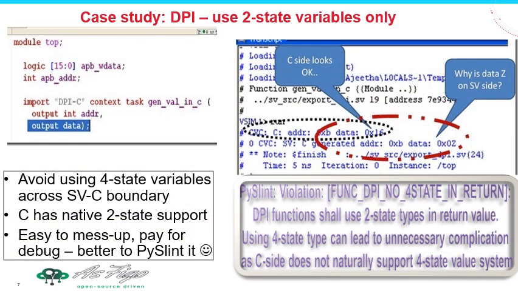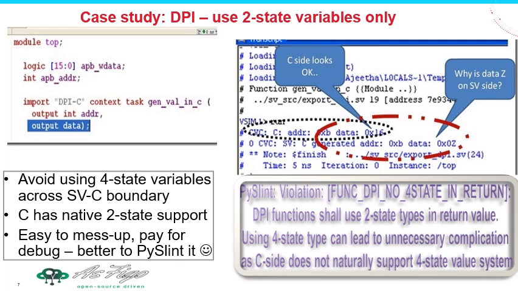Another good example of the DPI lint that you may want to build is to ensure only 2-state variables are passed between SystemVerilog and DPI, both ways, both the inputs, outputs, the return values, etc. Right. So very, very trivial example. This comes straight from our DPI training in the past.